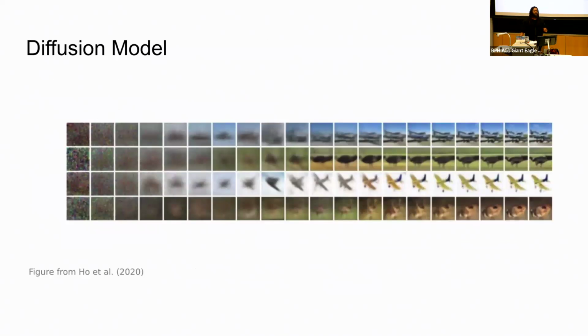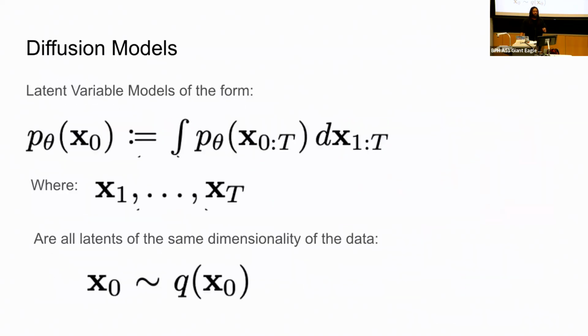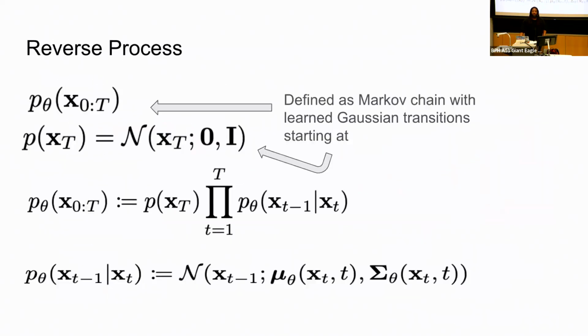Okay. Any questions so far? Yeah. Why do we do our forward process effectively?